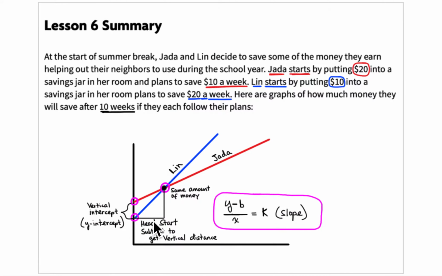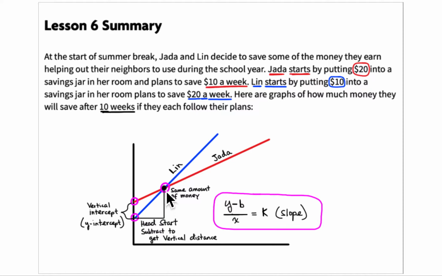So if we add a little bit more detail to it, the vertical intercept is identified as the point at which they start. So it's the beginning amount. So for Lynn, it's $10. For Jada, it's $20. So it's like the head start. And so you have to subtract that to figure out what the slope is. So you have to subtract that beginning amount. So we're going to call that beginning amount B. So the Y value, subtract the B, and you have to divide that by X.